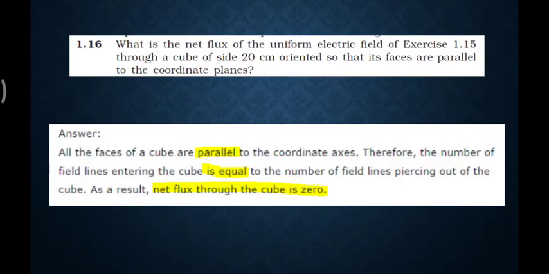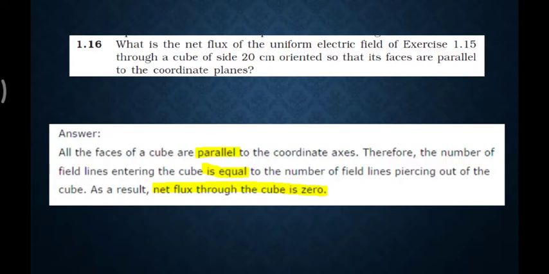We have seen this many times. With one cylinder, the two sides are entering and leaving with the same flux. Here we are looking from the cube's point of view. In this example, we have a cube. The cube has six sides, which form three sets of parallel sides.